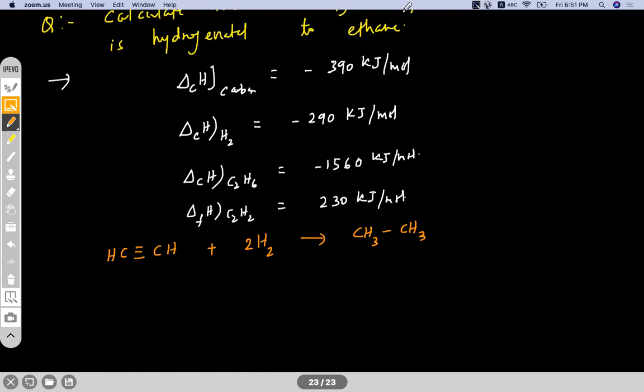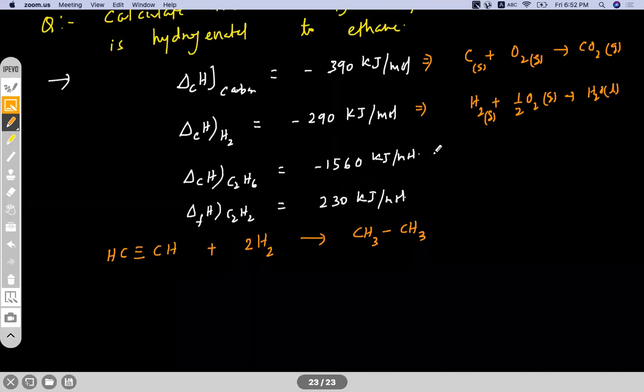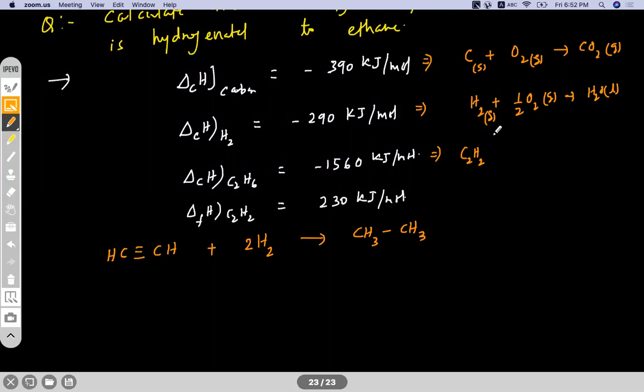Now, this data, what would be the reaction for this? It is a combustion reaction. So carbon solid plus O2 gas gives CO2 gas, and we have the energy involved, given here. Combustion of hydrogen: hydrogen gas plus half of O2 gas gives H2O. The enthalpy is given as minus 290. And enthalpy of combustion of C2H2: C2H2 plus O2 gives CO2 gas plus H2O liquid.